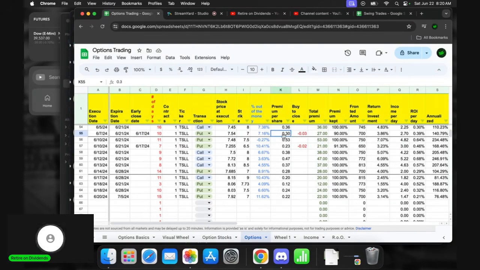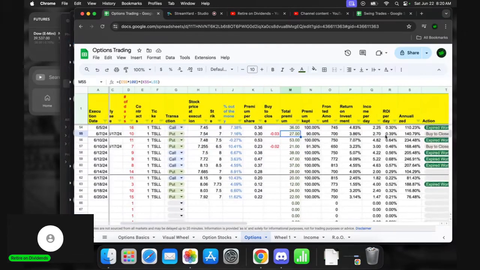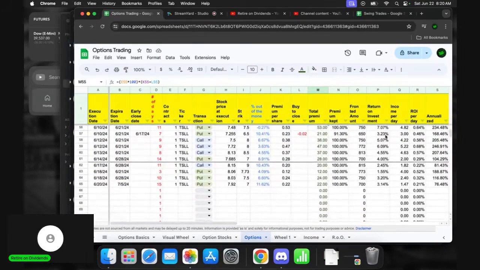I got 30 cents when I opened it. I paid 3 cents to close it. In the end, I made 27 cents per share or $27, which yielded approximately 140% yield. So I did a buy to close on that transaction. All right, let's keep going down the line. And then we had another put, 7.50. So again, did TSLL close below 7.50? No, it closed at 7.97. So this one also expired worthless.